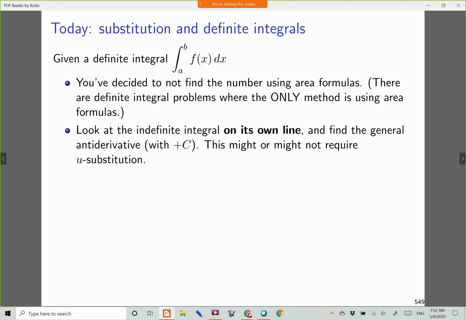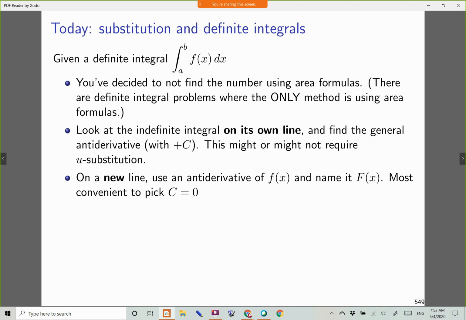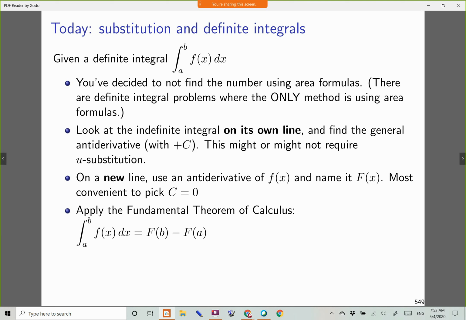So then once you've done that work, right? This is sort of decision making. There's probably no writing in this process. Over here was the first bit of written work. It was working on the antiderivative. Once that's done with its plus c, then on a new line, again, I'm trying to say don't set this thing equal to the work from over here. So on a new line, use an antiderivative of f of x, and let's call it capital F of x to copy our notation from last Wednesday. It tends to usually be most convenient to pick for the plus c, which is required in the indefinite integral part, to pick this to be 0. And then you apply this fundamental theorem of calculus we saw last time.